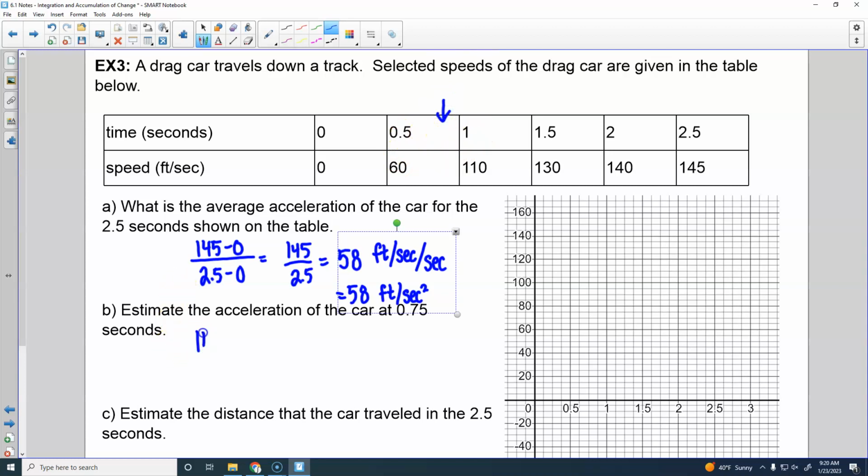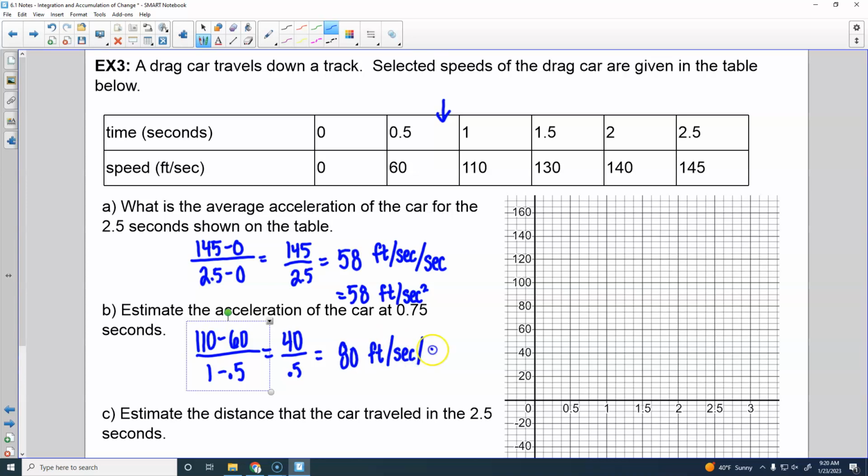So we would do 110 minus 60 over 1 minus 0.5, which would give us 50 over 0.5, which would give us 100 feet per second, or feet per second squared. Yes, sorry. I was looking at that as 100, which makes it 100.